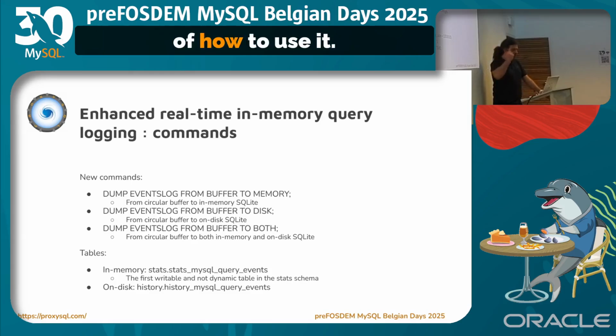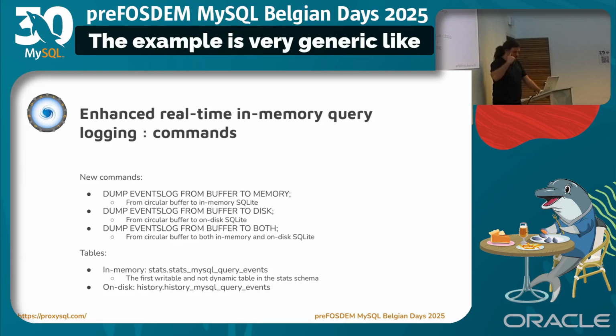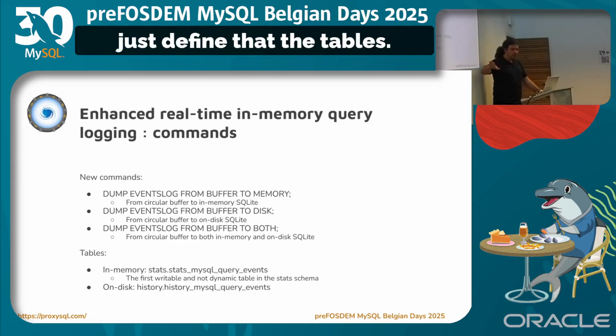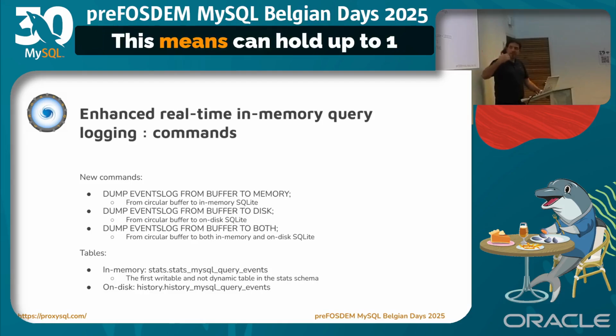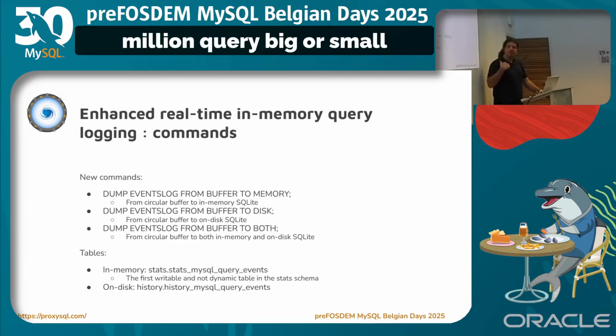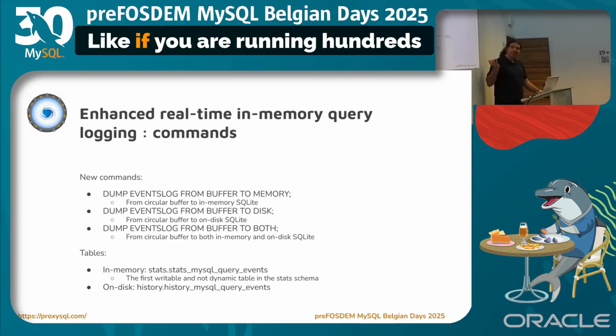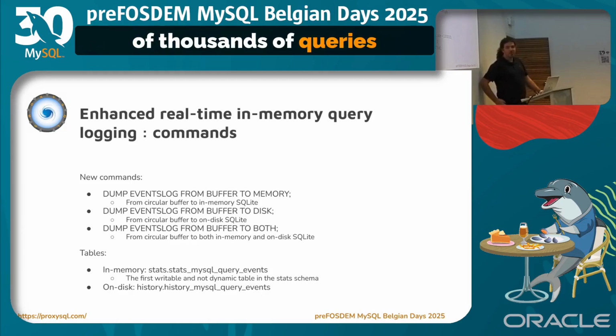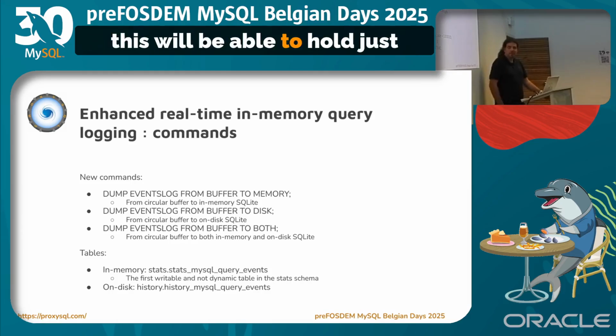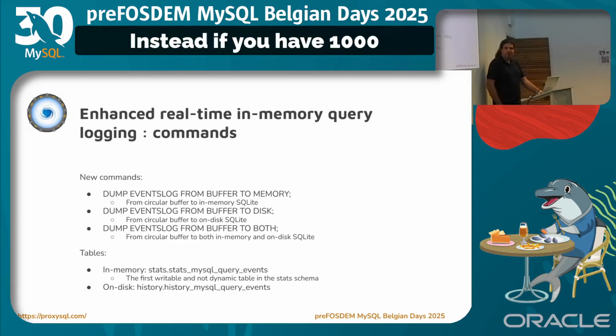Here is an example of how to use it. The example is very generic, it just defines that the circular buffer is quite big. This means it can hold up to 1 million queries. Big or small, it really depends on your traffic. If you are running hundreds of thousands of queries per second, this will be able to hold just 10 seconds of queries. Instead, if you have 1,000 queries per second, of course, this will hold a bit more than 15 minutes. So it really depends on your specific usage.